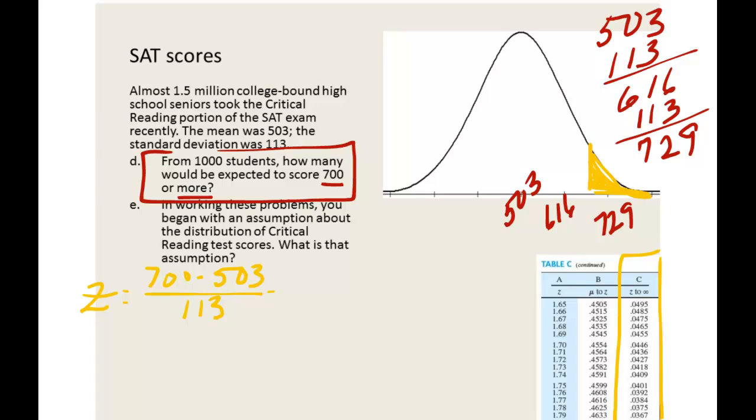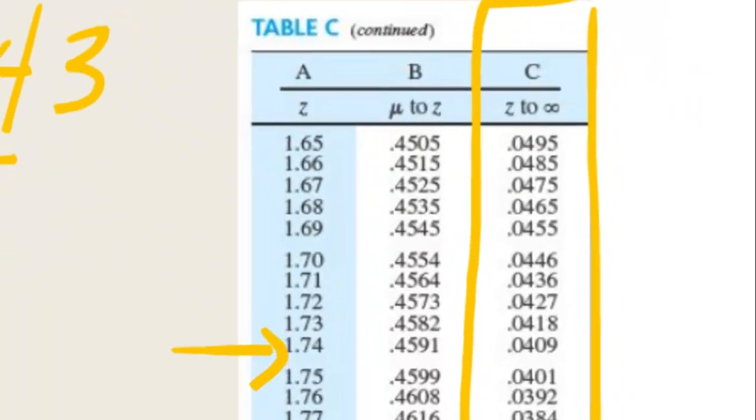700 minus 503, all divided by 113. Now it's important to do the subtraction, hit enter, and then your division. Otherwise, the order of operations will do the division before the subtraction. You'll get a very wrong answer. Anyhow, do that and you get a value for z of 1.74, and that doesn't round because the next number isn't a 5 or higher.